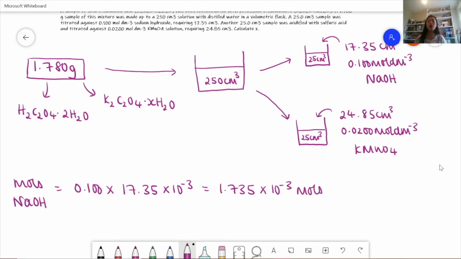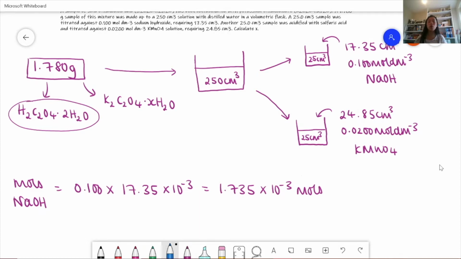And now we think about what this actually reacts with. So in the 25 centimeters cubed sample, we've got some ethane dioic acid and also some potassium ethane dioate. And so because sodium hydroxide is a base, that means it reacts with acids. And because the ethane dioic acid is the only thing in there that has H pluses, that means that is the only thing that reacts with this sodium hydroxide. The sodium hydroxide actually doesn't react with the potassium ethane dioate because it doesn't have any H pluses. And so this is what reacts with the sodium hydroxide.